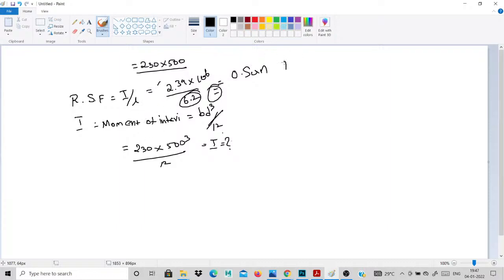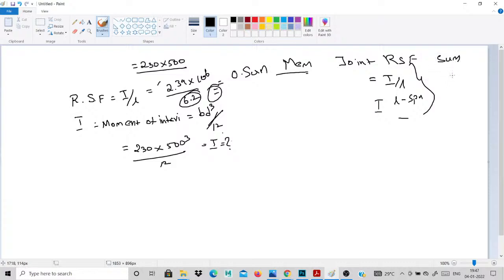Now it's understood. First is the member. You calculate the number, the joint, then our rotation stiffness factor. The formula is I by L. I is the moment of inertia, L is the span. You simply calculate all the rotation factors. Then finally you calculate the sum of them, you add them. Then you calculate the distribution factor. That is just adding and dividing only. That is an easy one.